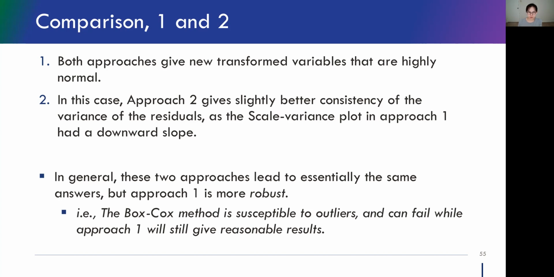When you do BothXY, multivariate BothXY, it's susceptible to outliers, sensitive to outliers, and it can fail in that case. Approach 1 will still give you reasonable results. That's what I mean by saying approach 1 is more robust.